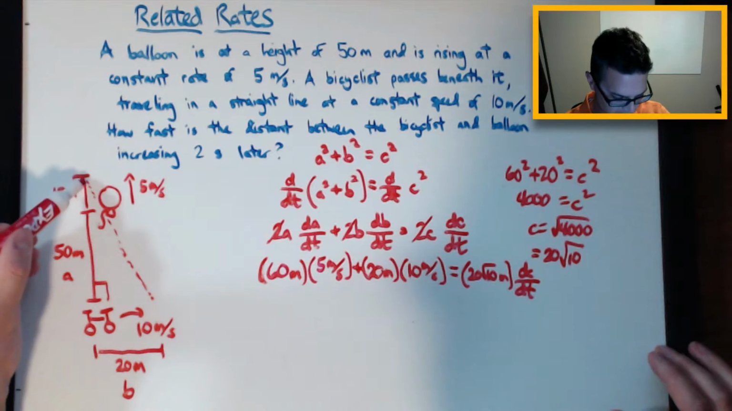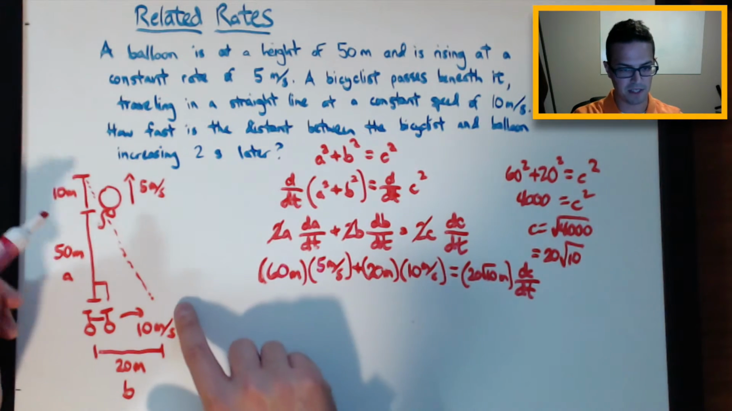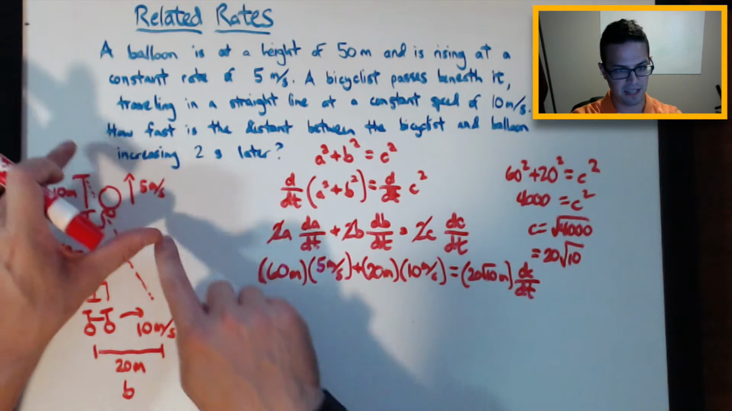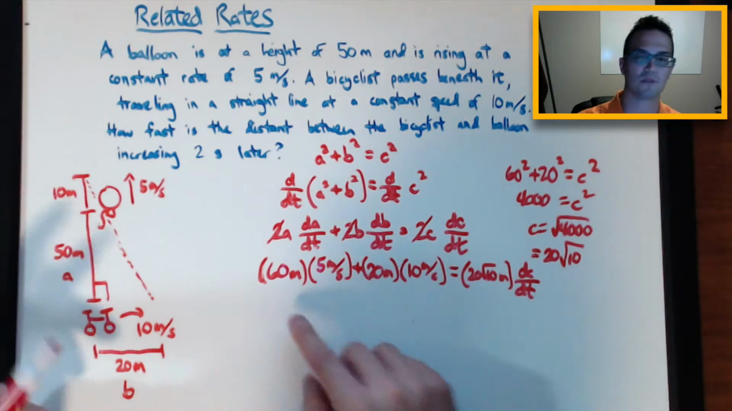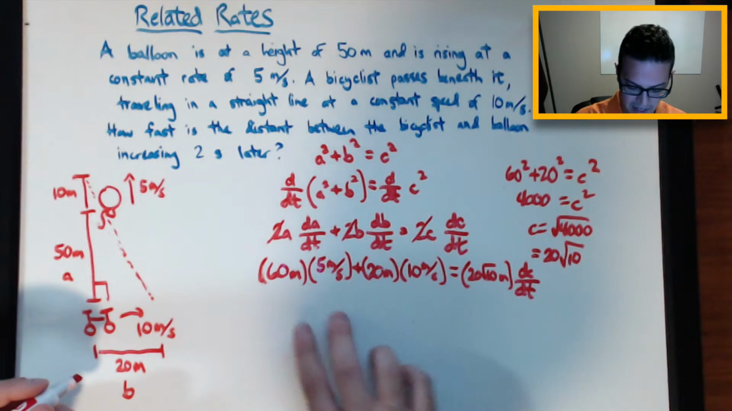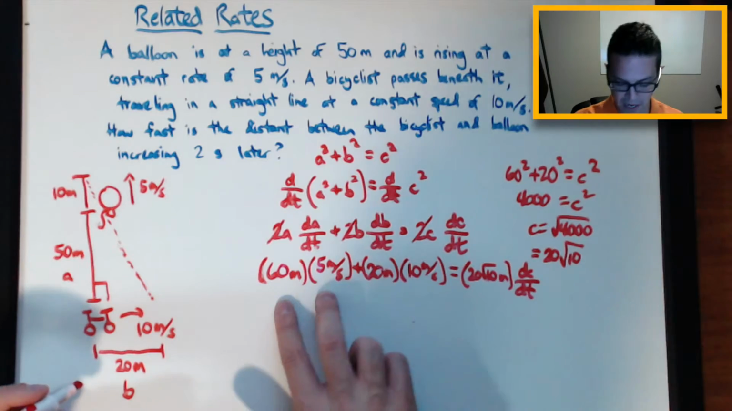We're looking for the rate at which this and this are spreading apart as this bicyclist is going this way and the balloon is going this way. So as you can see, that C length right here is increasing as the balloon goes up and the bicyclist goes over to the right. Okay, so from here we're going to do some simplification here. So we're going to have 300 plus 200, and it's going to be meters squared per second.